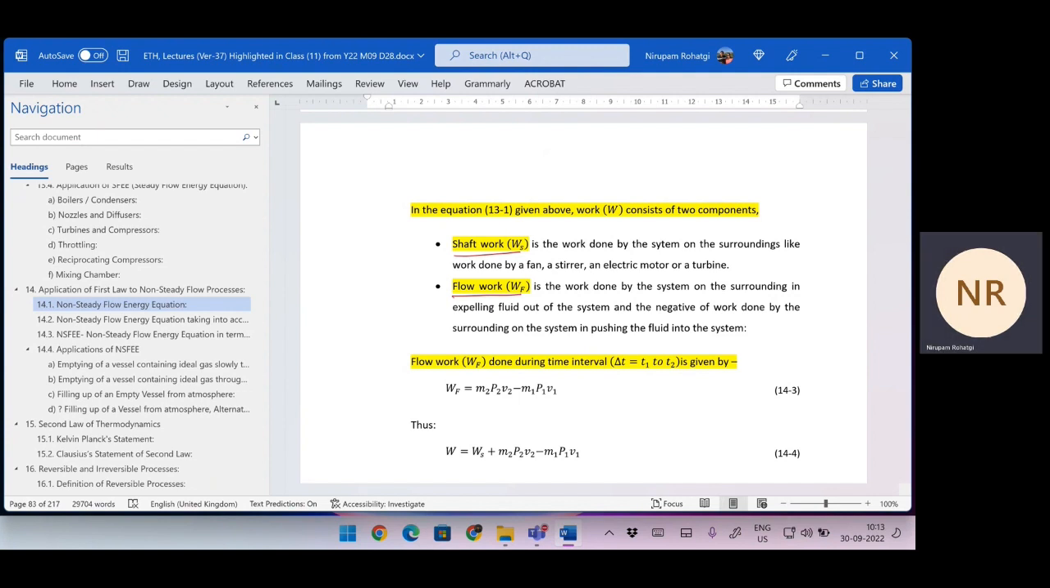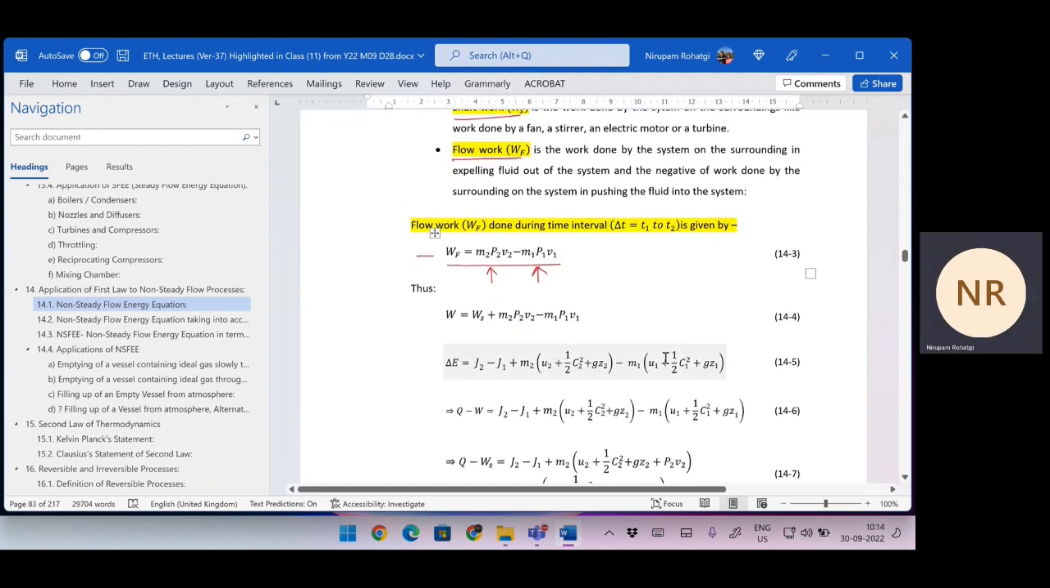Okay. Then there is also a flow work which is given as m2 p2 v2 minus m1 p1 v1. Now m2 p2 v2 is the work done by the system on the surroundings, and m1 p1 v1 is the work done by the surroundings on the system. The system is doing work to push the mass out of the system into the surroundings, and the surroundings are doing work on the system to push in mass m1 into the system. Okay. So your total work becomes this.